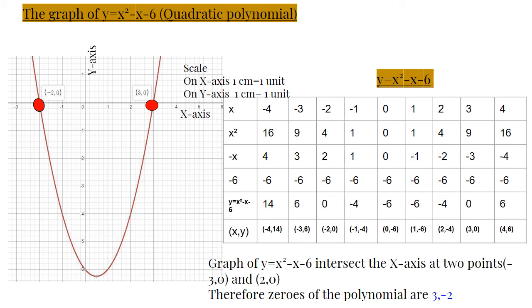Now let us take x is equal to minus 4. The x square value, that is minus 4 square, is equal to 16, and the second term, minus of minus 4, is equal to 4. The constant term is minus 6. So the sum of these three terms, 16 plus 4, 20, 20 minus 6 is equal to 14. So if we consider minus 4, we get the y value 14. Therefore the ordered pair is minus 4 and 14.